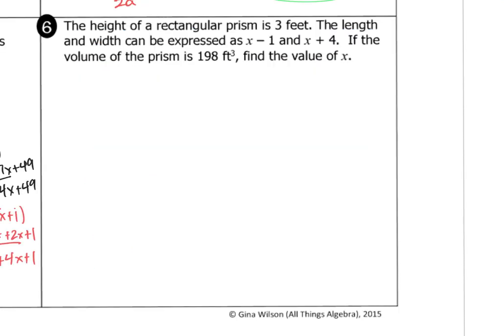Ta-da! All right, the height of a rectangular prism is 3 feet. The length and width can be expressed as x minus 1 and x plus 4. The volume of a prism is 198 feet cubed.